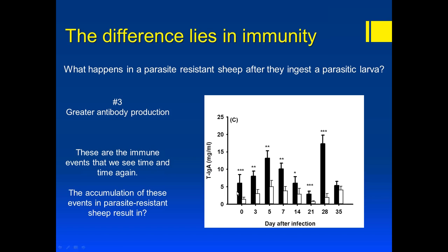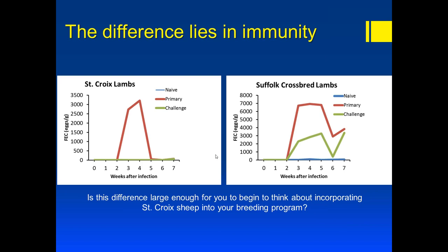So this was a different study that we submitted for publication, where we see that St. Croix sheep after an infection will rise in their level of antibody production to day 5. This kind of shifts down towards day 21 and it rises again at day 28, following the development and the cycle of the parasite inside the host. So the accumulation of all of these events in the parasite-resistant sheep results in this reduced fecal egg count and reduced infection in this particular experimental condition.